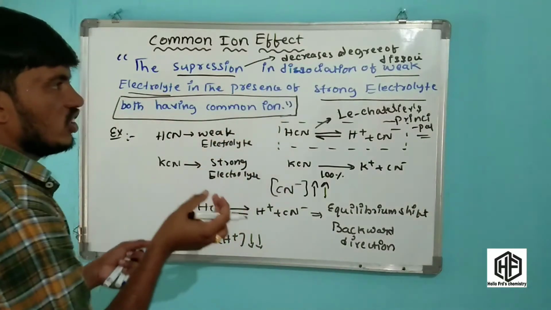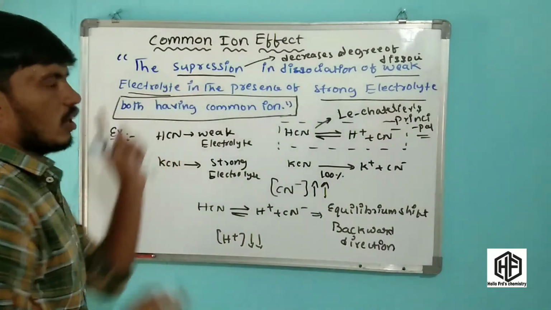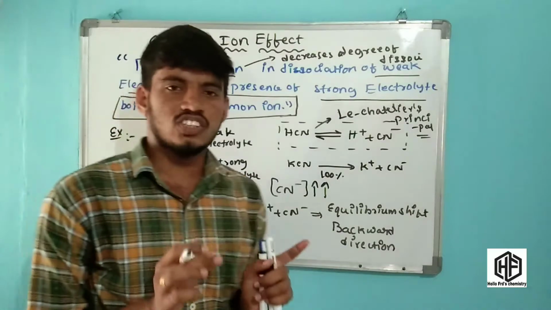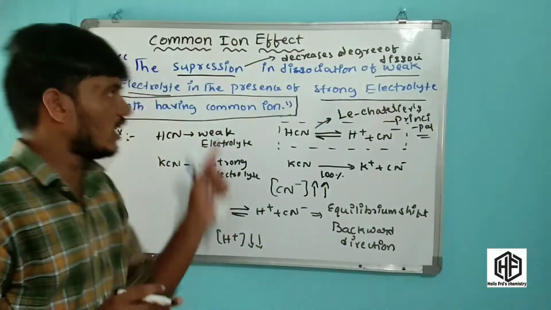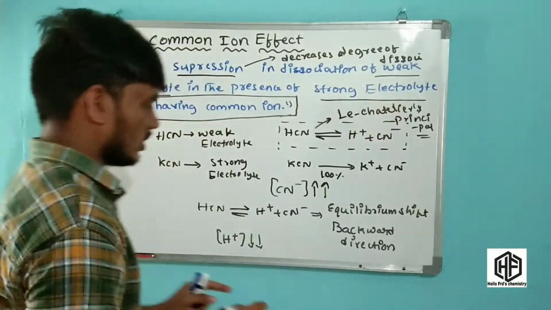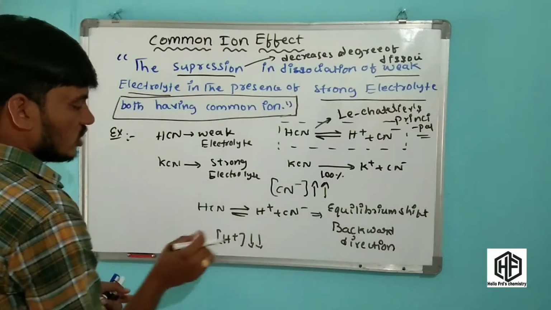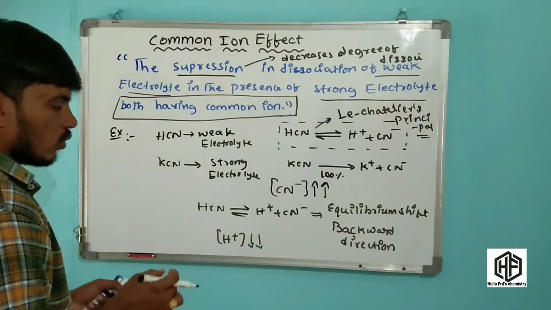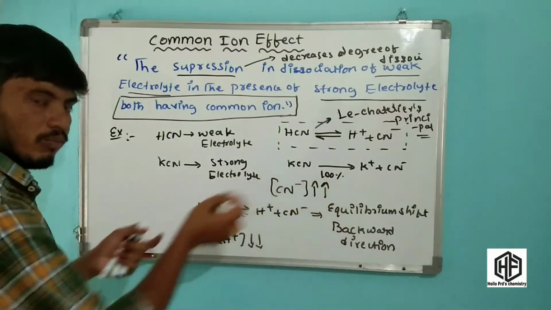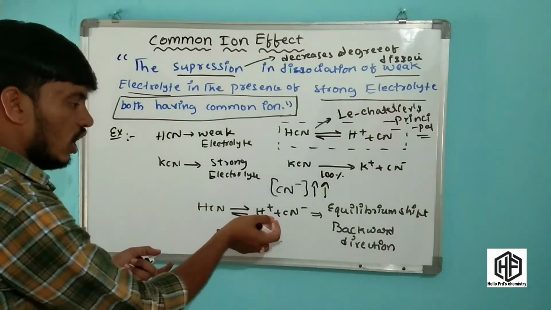The degree of dissociation of the weak electrolyte SCN is suppressed. It means the degree of dissociation decreases. Because this is a small quantity of degree of dissociation in the forward direction. But what happened there? The equilibrium shifts in the backward direction. This is very small, and the equilibrium shifts in the backward direction.